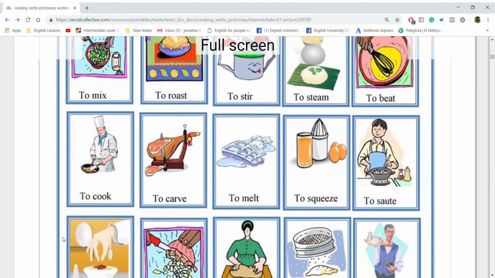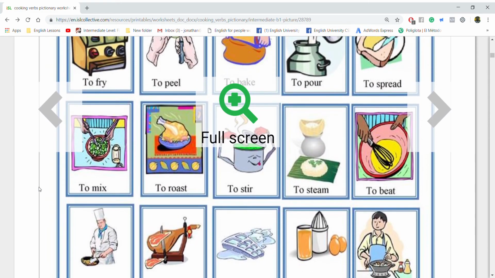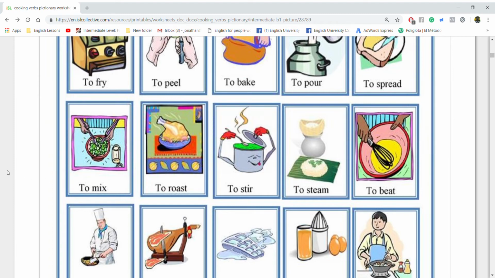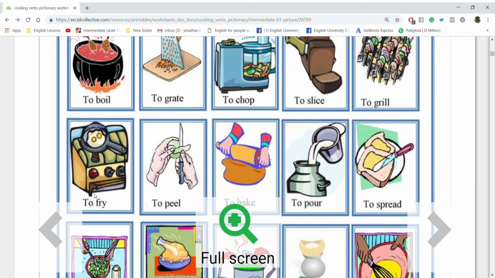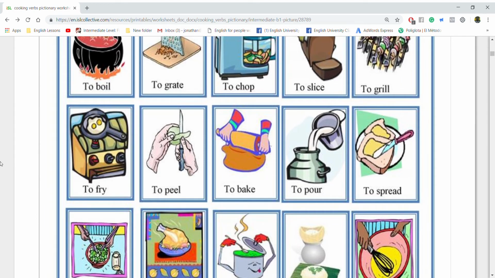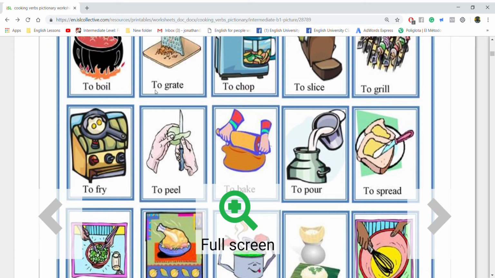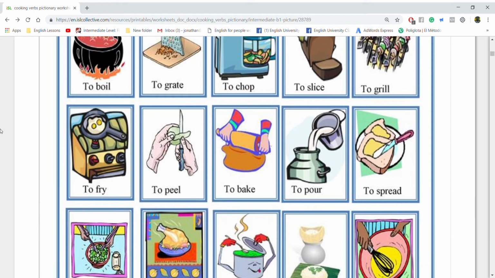Fantastic. And over here we have? To mix. To roast. To stir. To steam. To beat. And here? To fry. To peel. To bake. To pour. To spread. To boil. To grate. To chop. To slice. To grill. Fantastic.